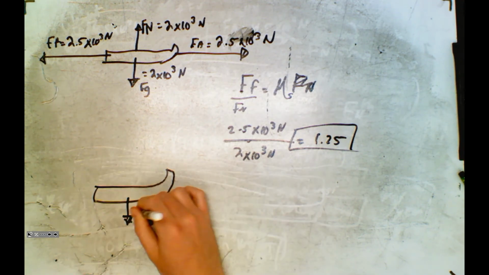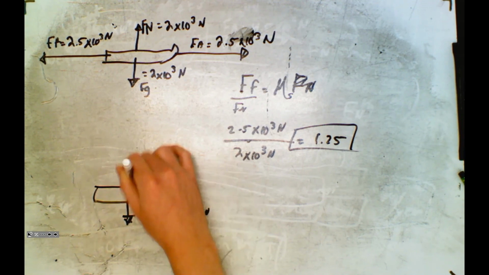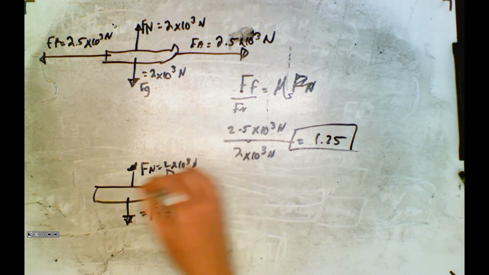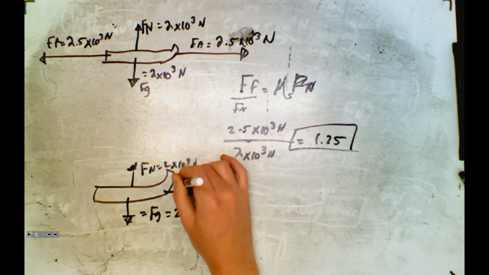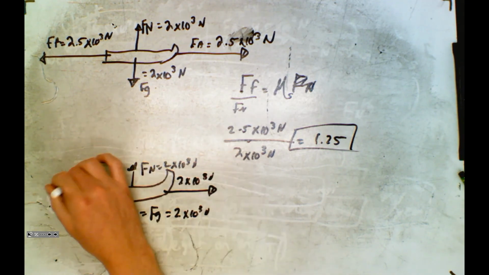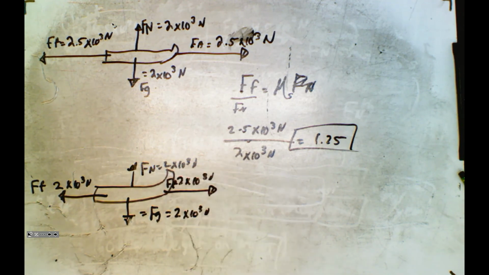It's the same sled, so it's going to have the same weight. So Fg is 2 times 10 to the 3 newtons. Force normal is 2 times 10 to the 3 newtons. My force applied is less, it's 2 times 10 to the 3 newtons, and it's moving at a constant speed, so it's 2 times 10 to the 3 newtons for my force of friction.